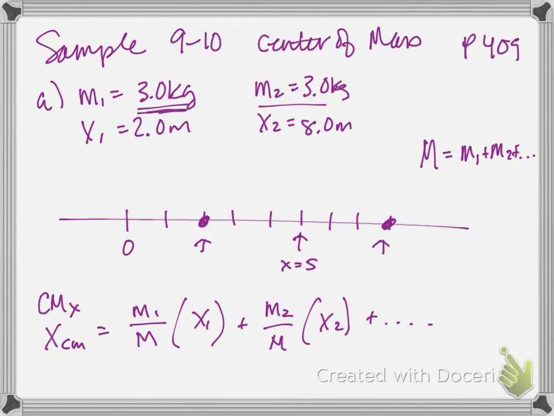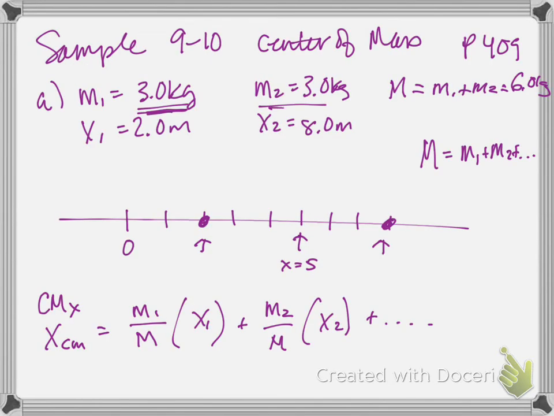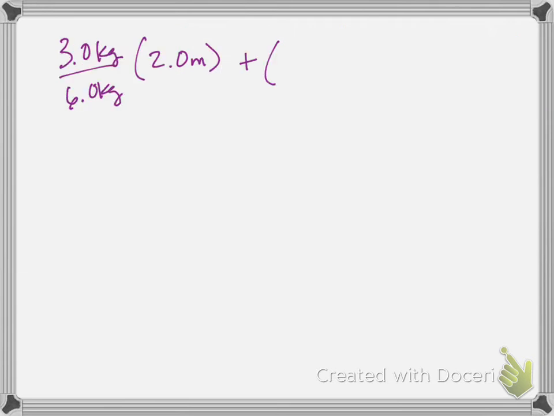So that's for the first object, 3 kilograms over a total of 6. M1 is 3 kilograms. Let's write this out. Big M equals M1 plus M2, which is equal to 6 kilograms. Let's be explicit about where I'm getting those numbers. Times the x-coordinate of that first mass, which is 2 meters. Plus, now, M2 is also 3 kilograms. Big M is still 6 kilograms.